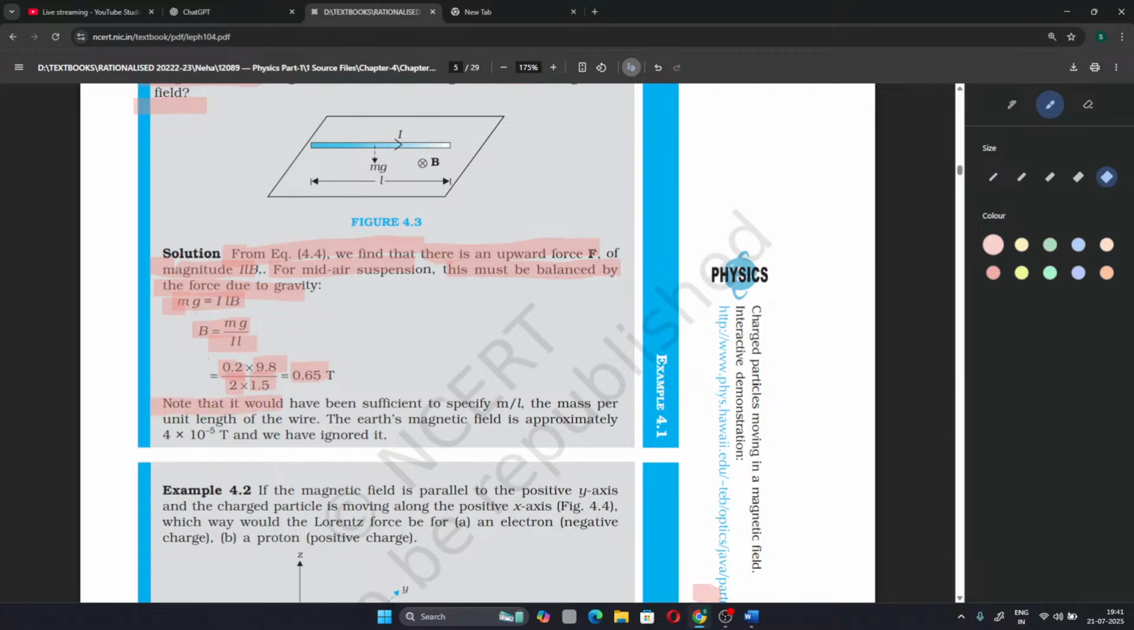Note that it would have been sufficient to specify the mass per unit length of the wire. The Earth's magnetic field is approximately 4 into 10 power minus 5 Tesla, and we have ignored it. It's a very minute magnetic field, so we have ignored this. Instead of taking the exact length of the wire, we can just state it as 0.65 per unit length of wire.